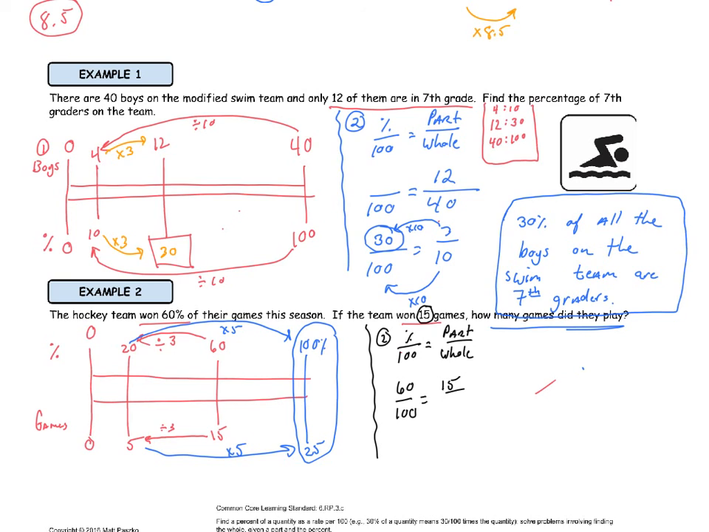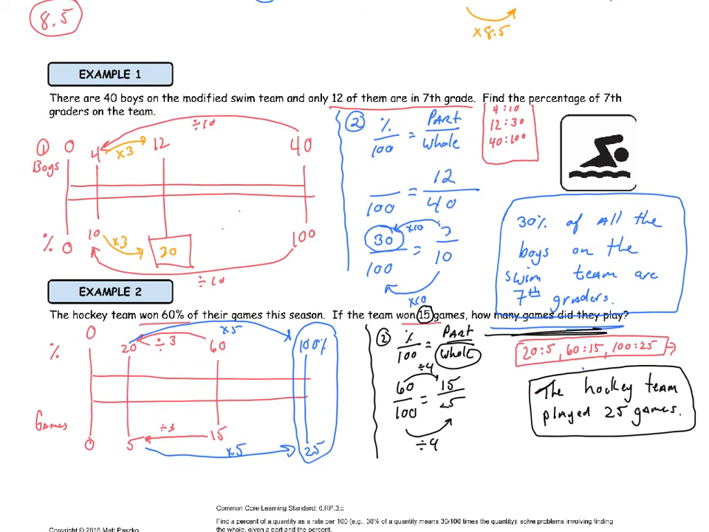Let's try to make equivalent ratios. I see that 60 divided by 4 is equal to 15. 100 divided by 4 is 25. So their whole games, the question says, how many games did they play? We know that the hockey team played 25 games. Just a side note from our double number line, we know that 20 to 5, 60 to 15, and 100 to 25, those are known as equivalent ratios.